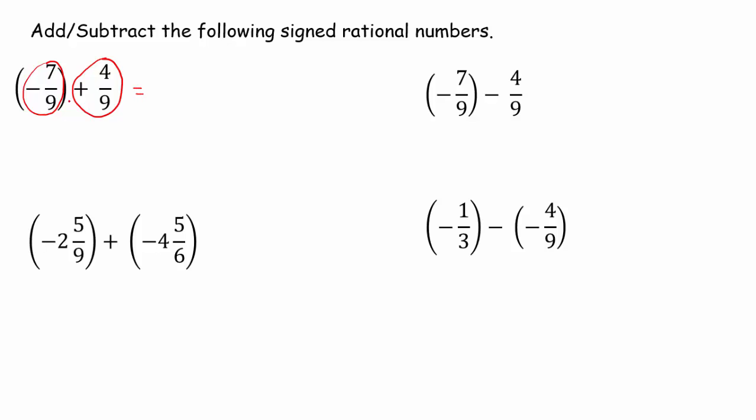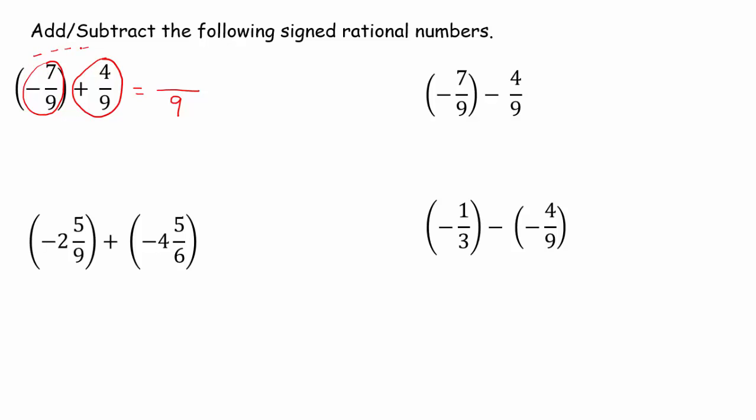Are those signs the same or are those signs different? Those signs are different. We're going to find the difference. You just focus on the numerators. If you have a common denominator, you keep the denominator, you focus on the numerators. So we have 7 negatives, 4 positives. Signs are different. We'll find the difference.